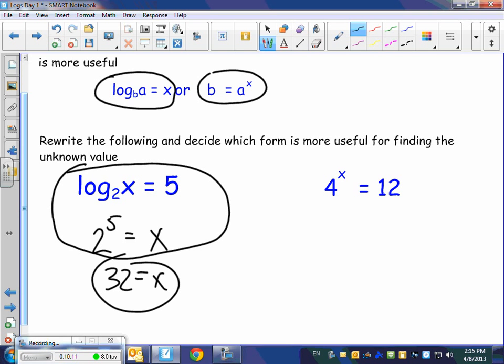Okay? Here's an exponential form, 4 to the x equals 12. Let's rewrite it as a logarithm. What would I write first? The word log. What goes after the word log? 4. Is it up here? Nope. I need to do what to it?